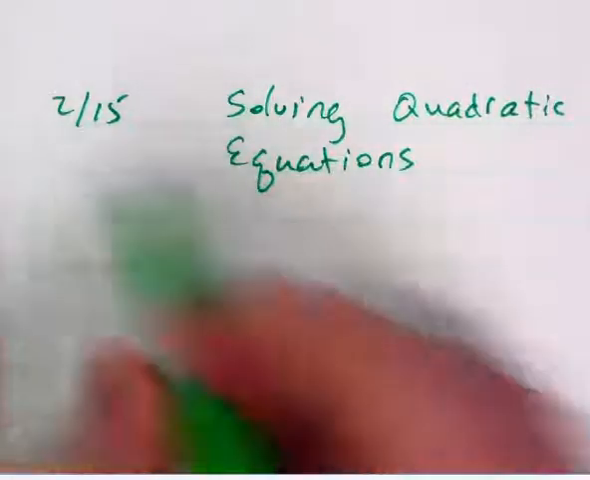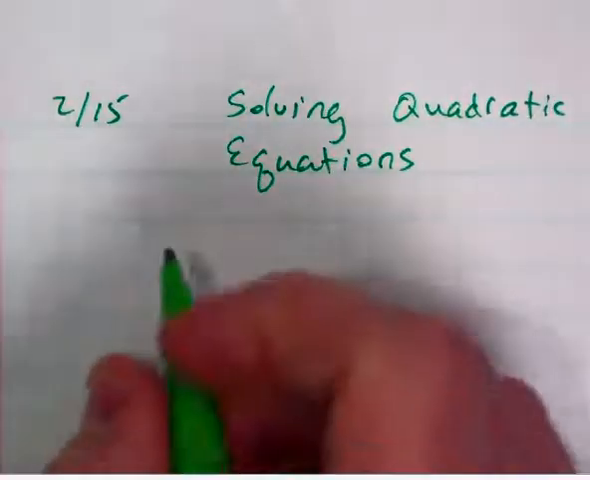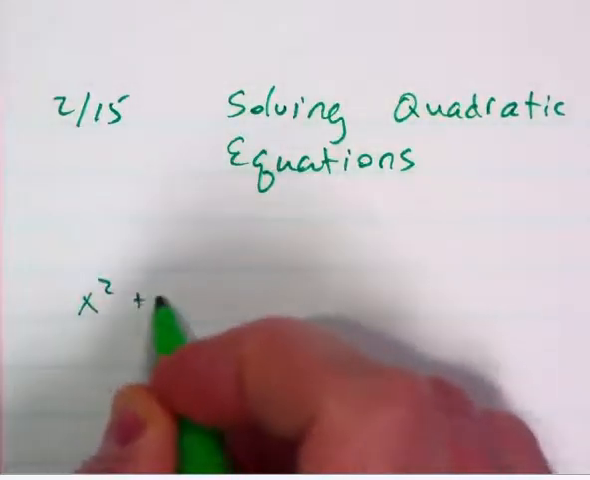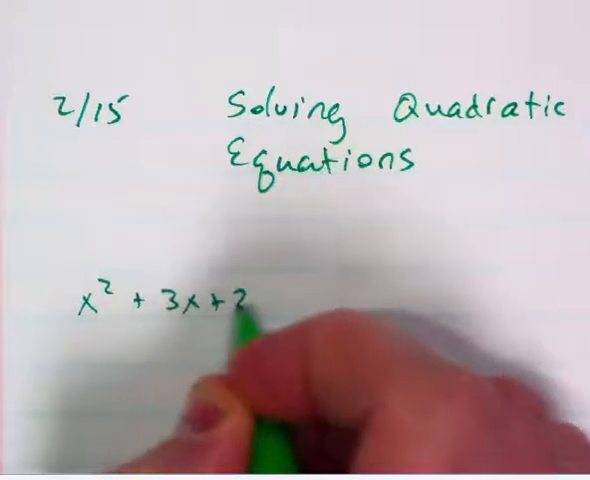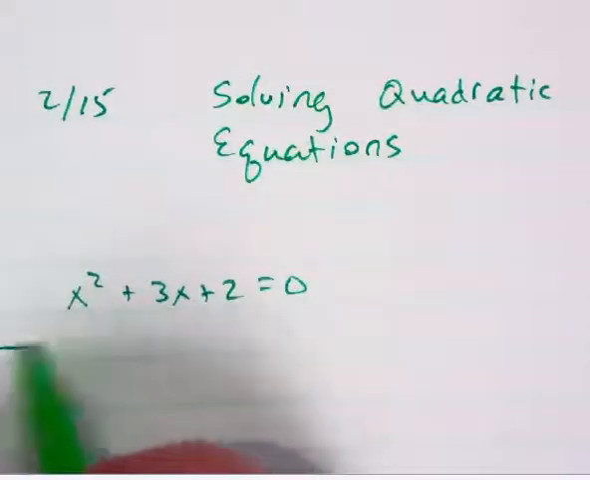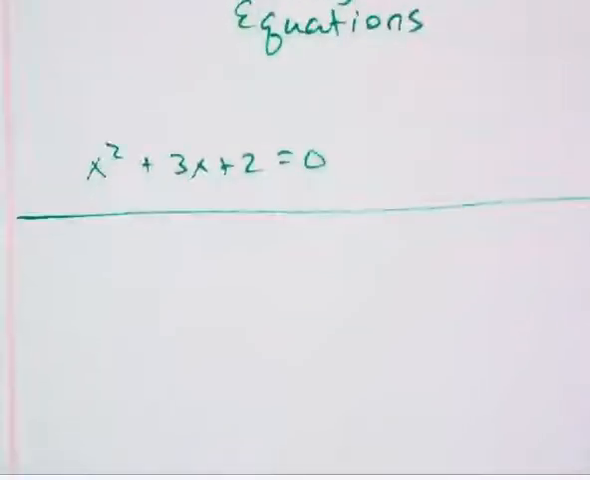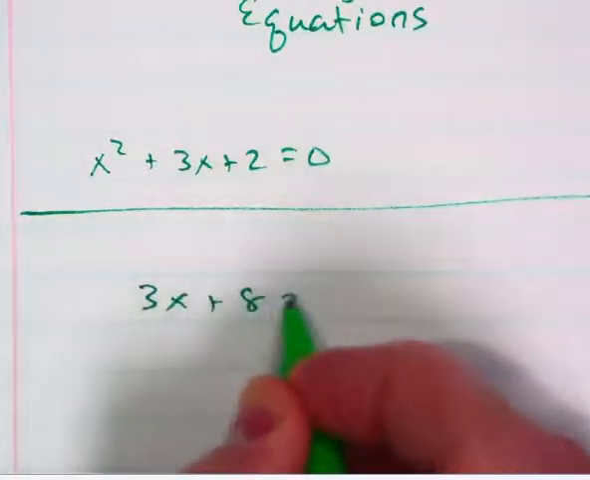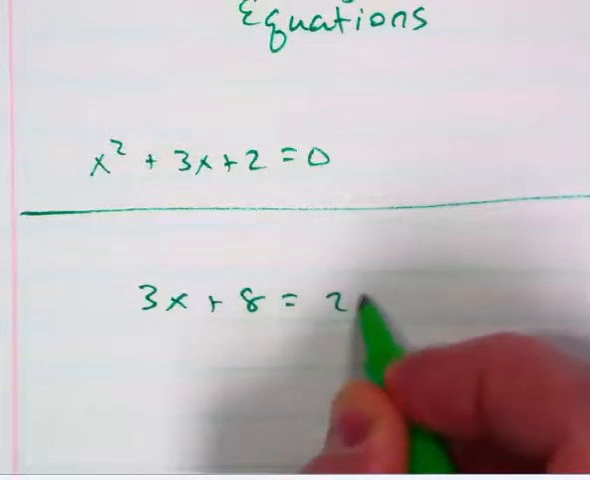If you recall what quadratic equations are, that would be something like x squared plus 3x plus 2 equals 0. The way that you would have done that before was to factor and then solve. What I want to do for just a second is take you back to solving equations the normal way. So if I were to give you something like 3x plus 8 equals 20.